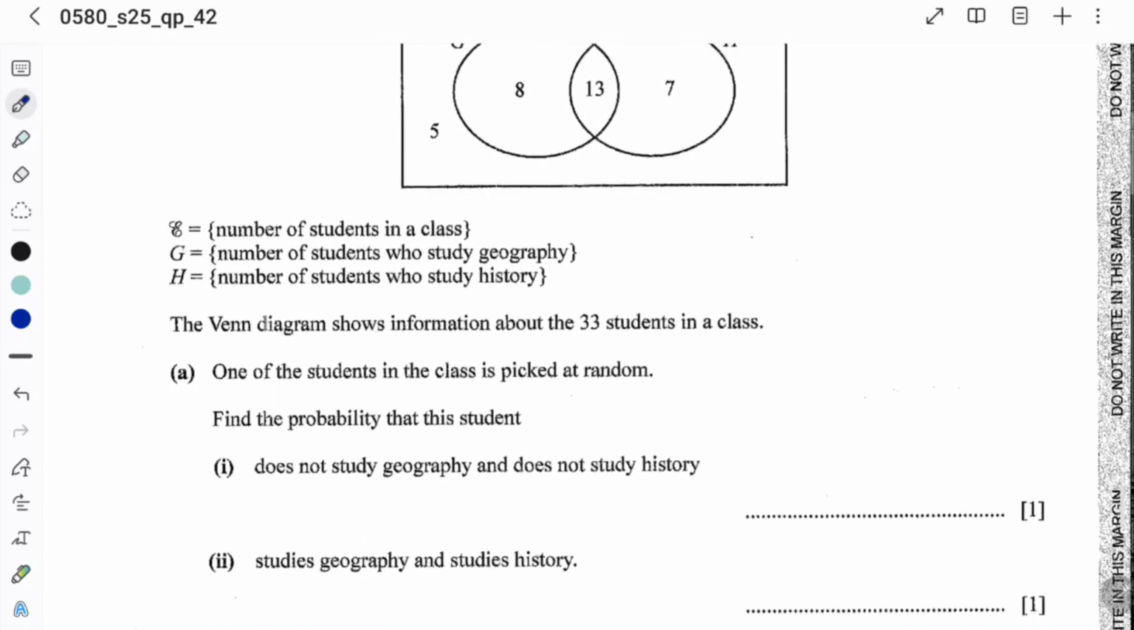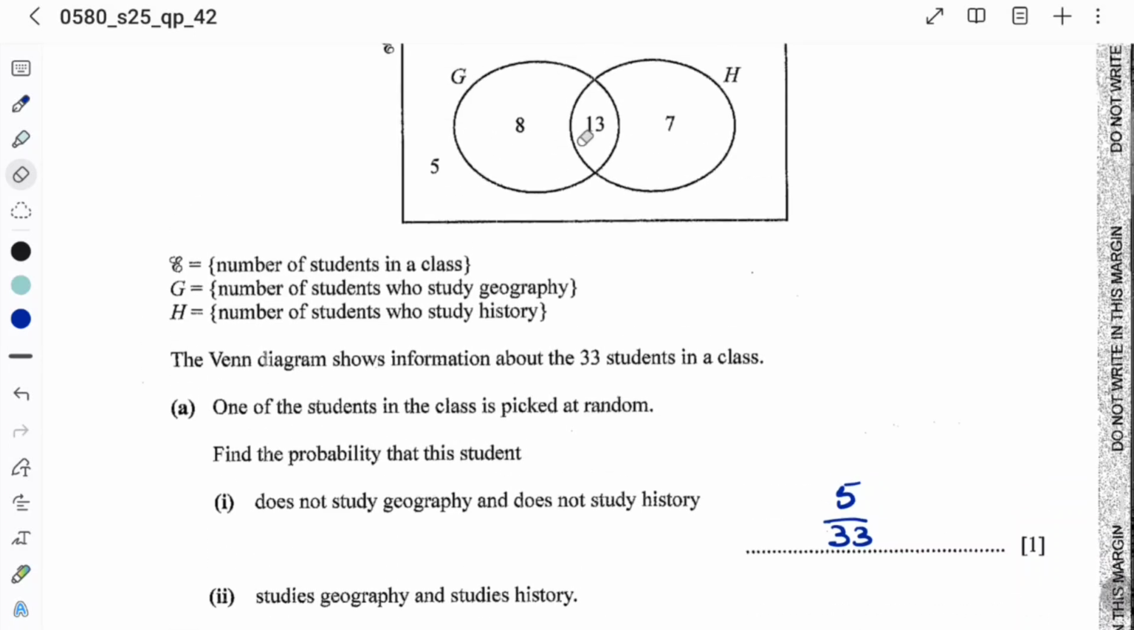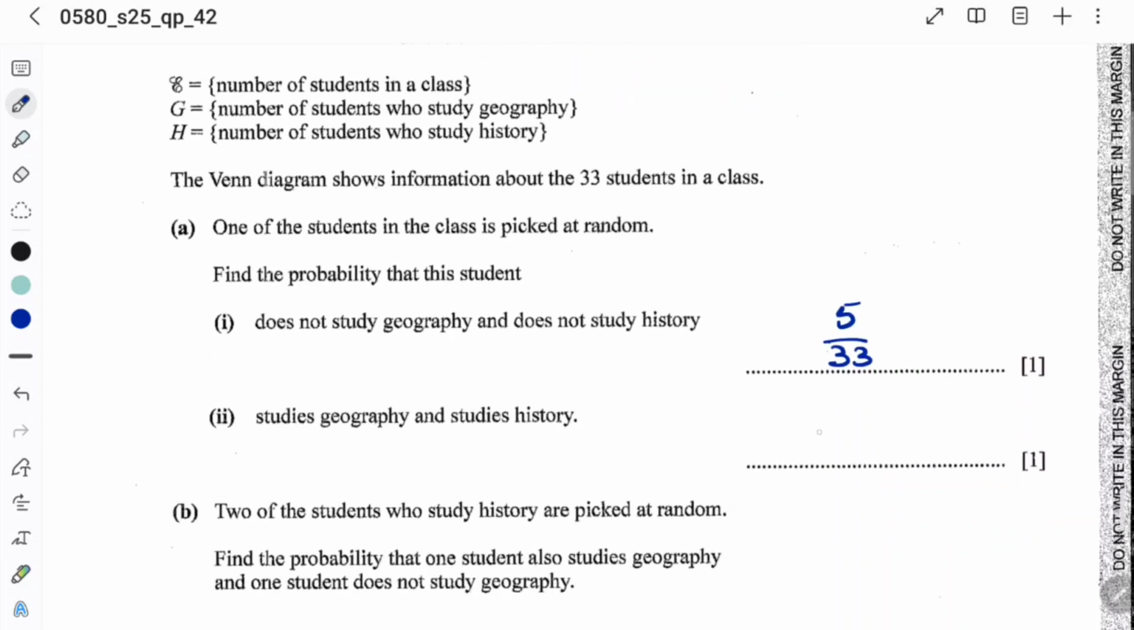From the class, out of 33, those who do not study history and geography are 5 students, those who are not studying both subjects. Now the next question is the student who studies geography and studies history. It means studies both, which is 13. So you just write down 13 over 33 for this part. This is also a 1 mark question.